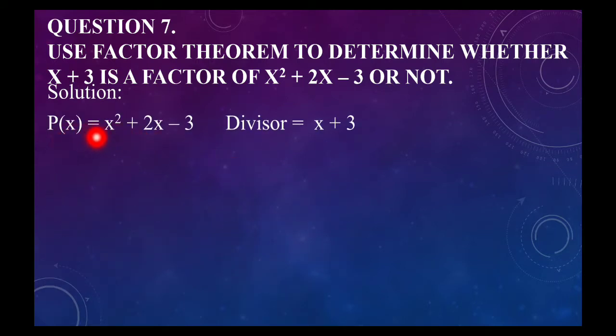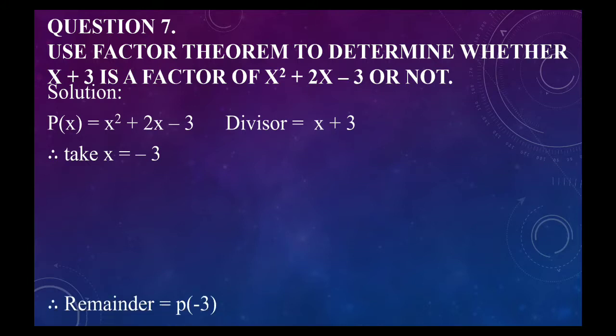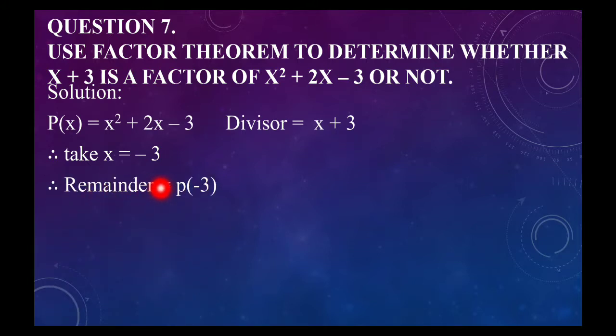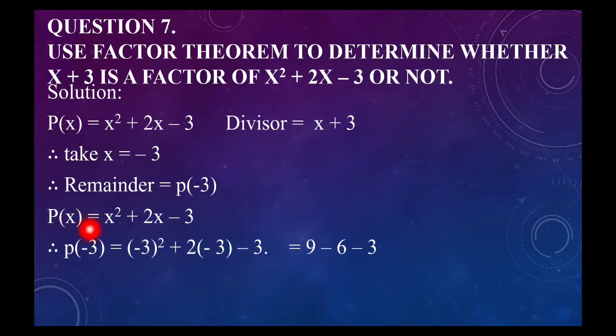So p of x is equal to x square plus 2x minus 3, and the divisor is x plus 3. So plus 3 will become minus 3. We are going to put x is equal to minus 3 in the polynomial. So the remainder is equal to p of minus 3. So we will substitute now. P of minus 3 is equal to minus 3 square plus 2 into minus 3 minus 3. After doing the calculation, we will get p of minus 3 as 0.